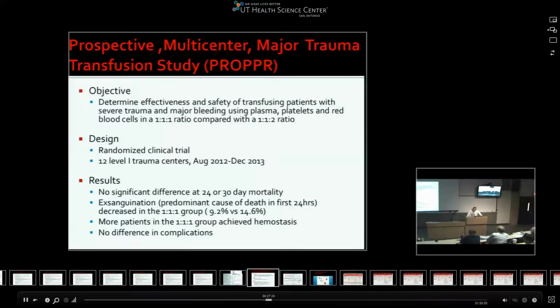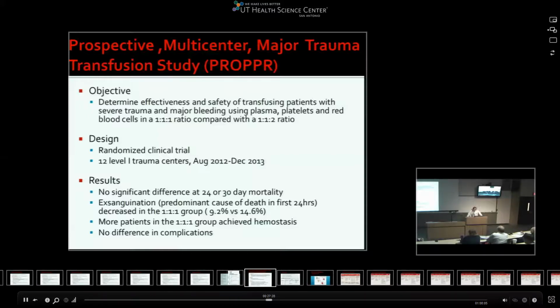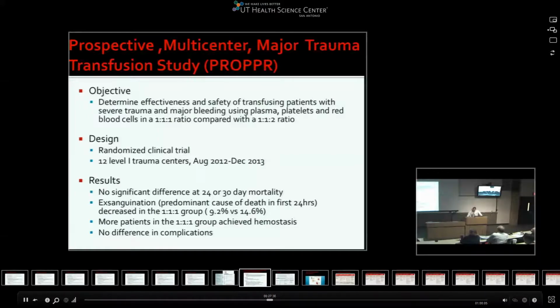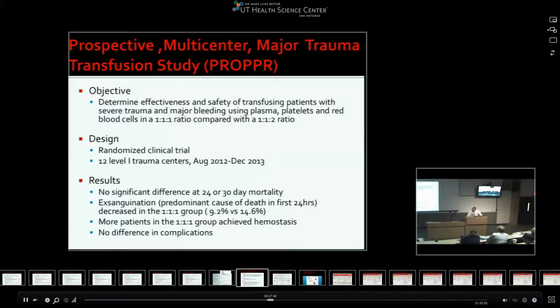It was a randomized clinical trial including 11 level 1 trauma centers. They didn't find any significant difference at 24 or 30-day mortality, but noticed that exsanguination decreased in the 1-to-1-to-1 group, and more patients in the 1-to-1-to-1 group achieved hemostasis. There was no difference in complications noted.